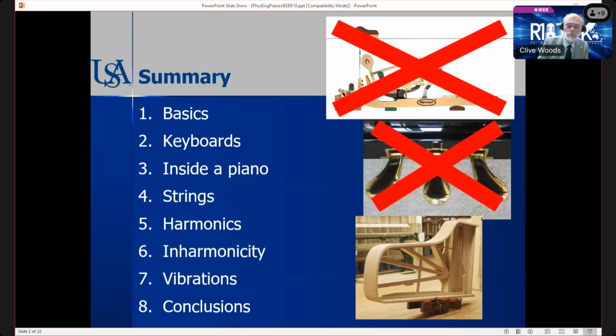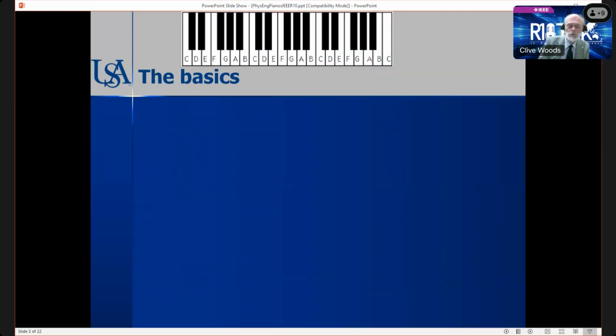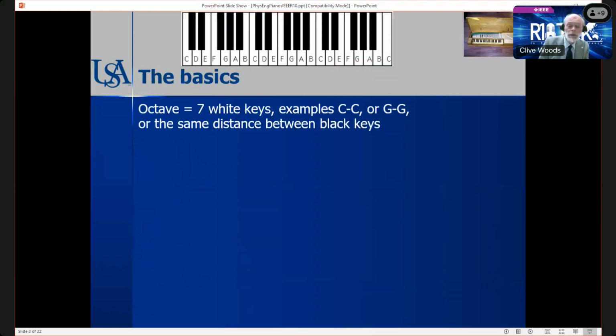So I'm making no apology. I'm really just choosing arbitrary topics here, but mainly about how a piano sounds and how we make it sound the way that a modern piano sounds. So let's talk about some basics first of all.